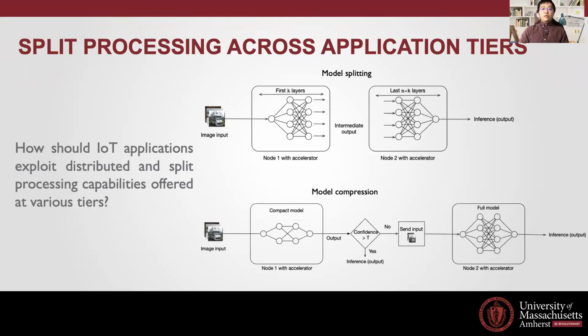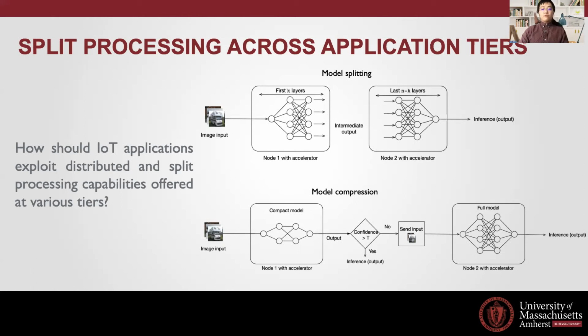Model compression is another way of split processing. In this case, a full deep learning model is compressed through model distillation or pruning to construct a smaller but less accurate model. We run this compressed model on a lower tier node with less resource, and the full model on a higher tier node with more resource.